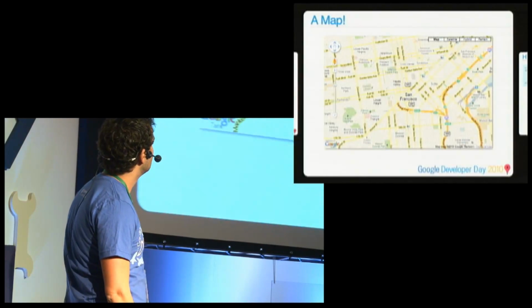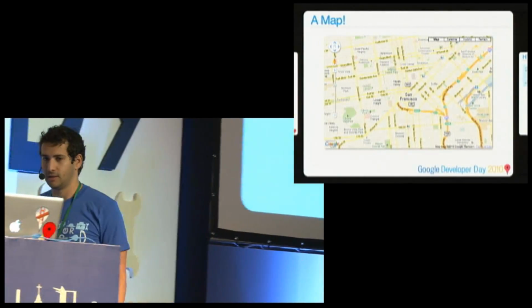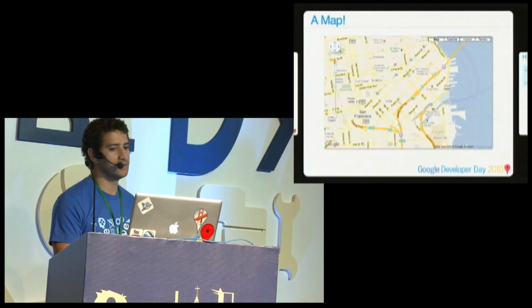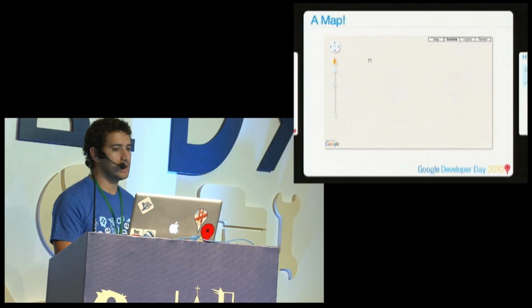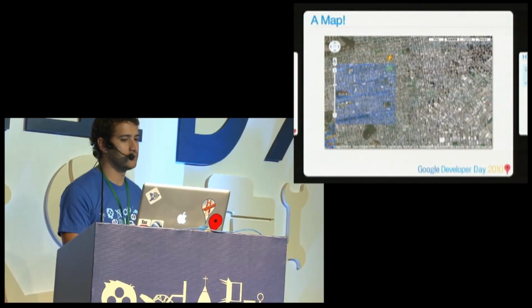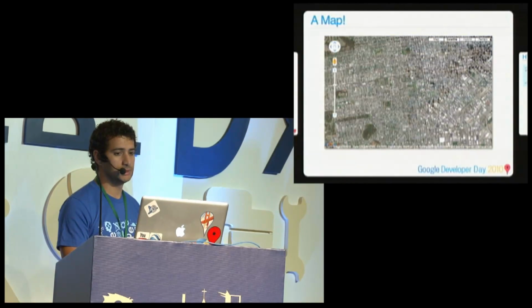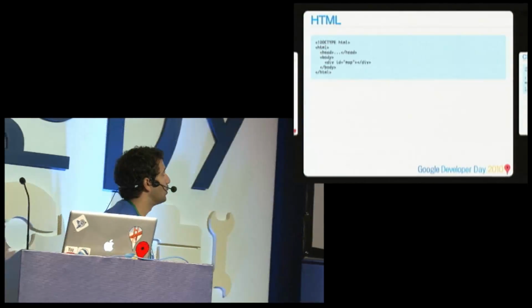So let's get started. The first thing we need is to build a map. This is the standard look and feel for Google Maps. It has the various map types. The street view is now enabled by default. Pan and zoom. So how do we go about adding this to a web page?